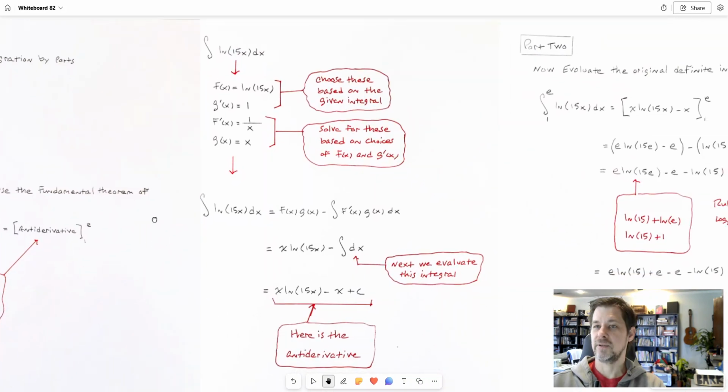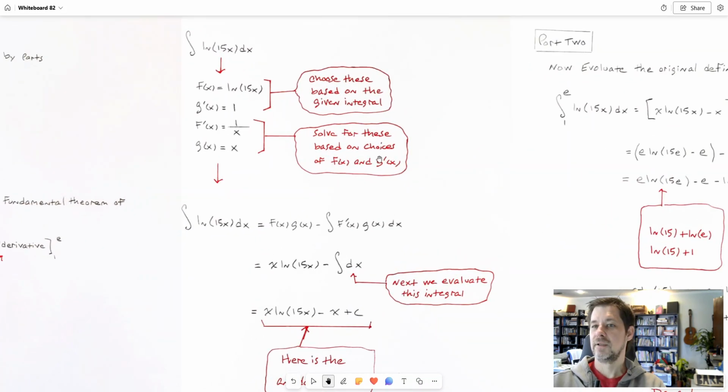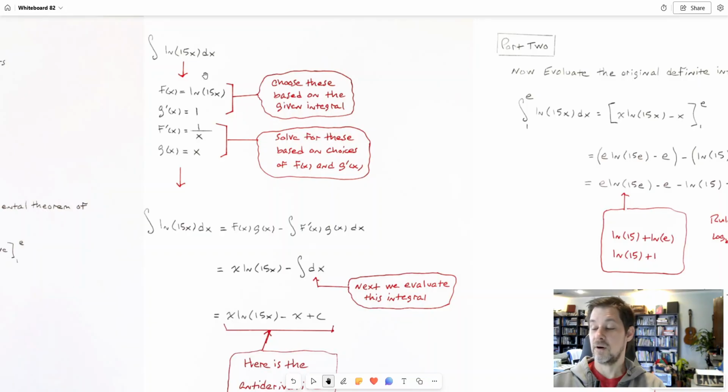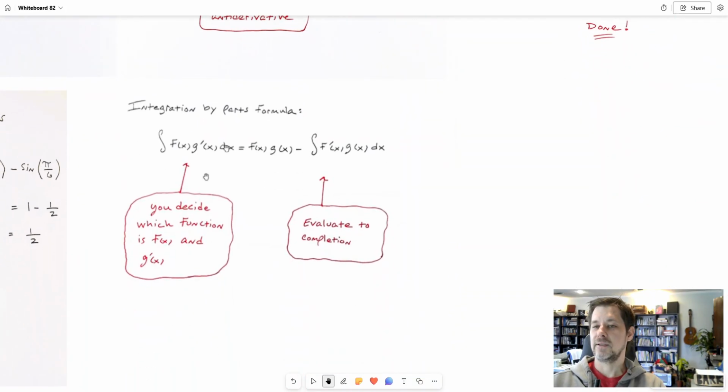So here's how I'll do it. I've got this integral, and I aim to solve it by integration by parts. What that will look like is this. Here's our basic formula. Okay, we see the original integral as containing two functions. One's called f, the other's called g prime. We decide which function is f and which is g prime. And then as a result, we evaluate this right-hand side of the equation to completion. That's how we use integration by parts.